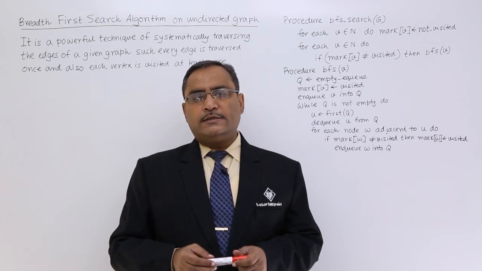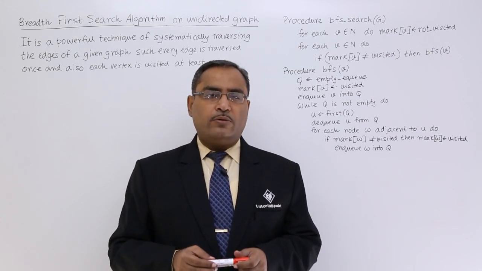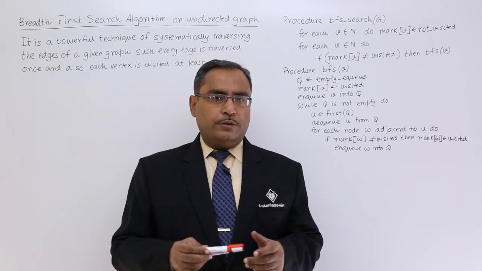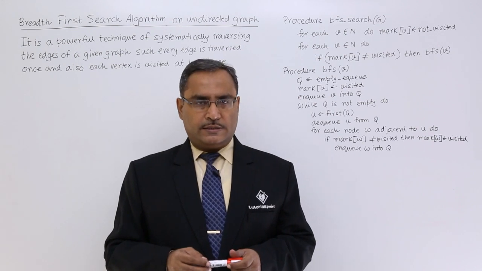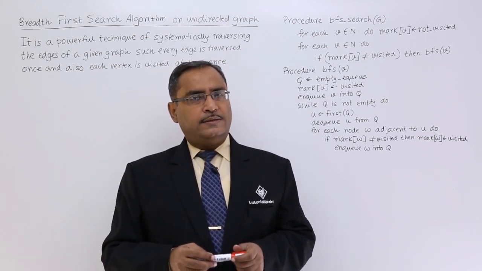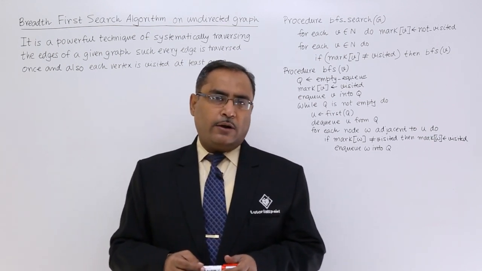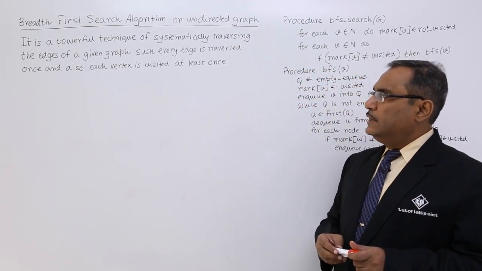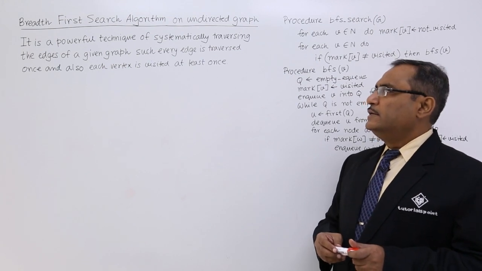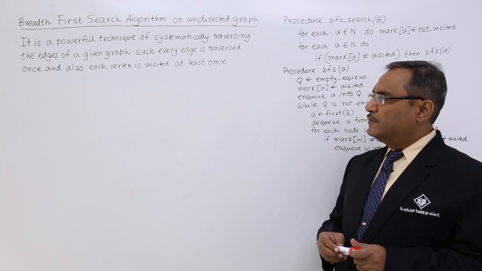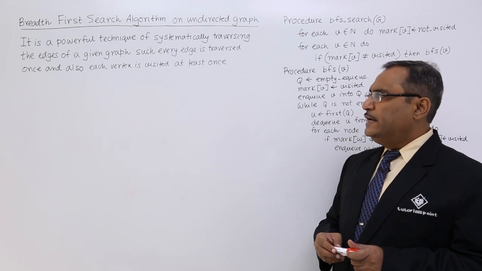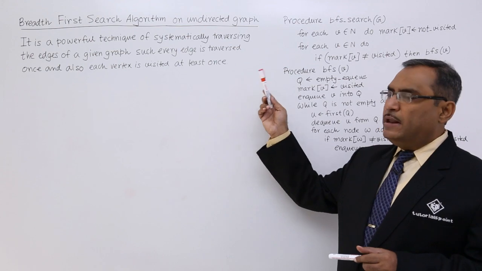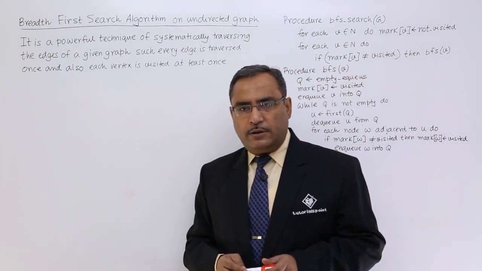In this session, we are discussing another graph traversing algorithm known as the breadth first search algorithm, and in short we will be calling it BFS. It is also another systematic graph traversing algorithm. It is a powerful technique of systematically traversing the edges of a given graph, such that every edge is traversed once and each vertex is visited at least once. That is the main theme behind this BFS algorithm.